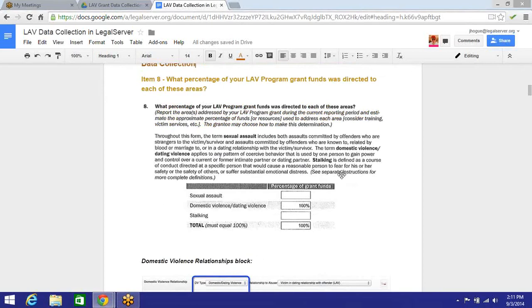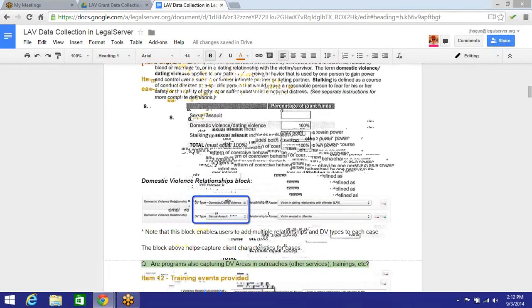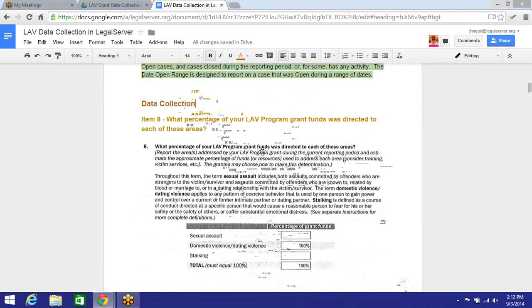So this is kind of interesting. I don't know what we can do because it's broken down into sexual assault, domestic violence, dating violence, and stalking. So there's sort of 3 categories here. I think to get at this number for real, the form says grant funds, but it also says you can use funds or resources. So in LegalServer, you can figure out what type of domestic violence is indicated in each case using the domestic violence relationships block. So when you have to report on the type of abuse anyway in relationship to abuser, you can pull this out. But I know this item 8 contemplates additional kinds of service as well, like specifically mentioned training and victim services.